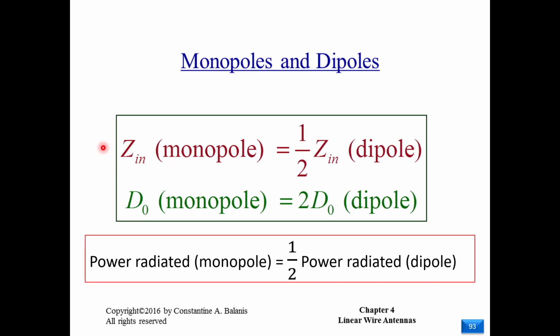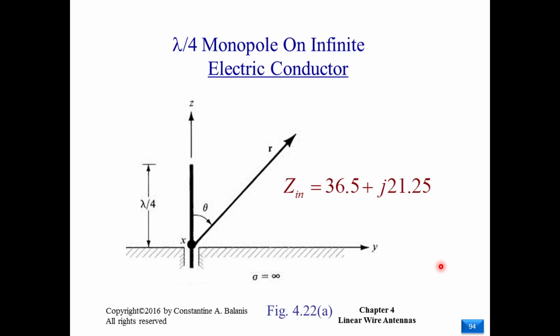For a monopole, Z input is half that of the dipole. The directivity of a monopole is double the directivity of a dipole, because the power radiated from the monopole is half the power radiated from the dipole, but it is focused in just one half space. For a lambda over 4 monopole, it's half the input impedance of a lambda over 2 dipole.